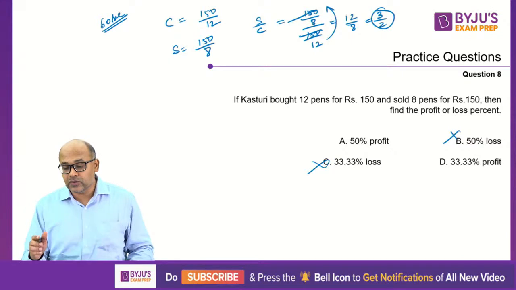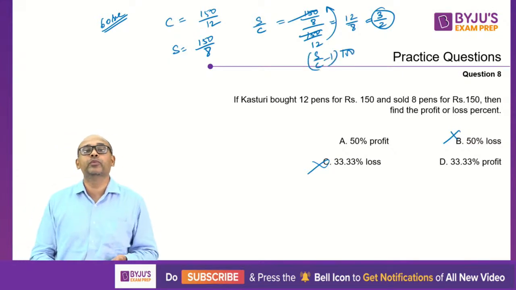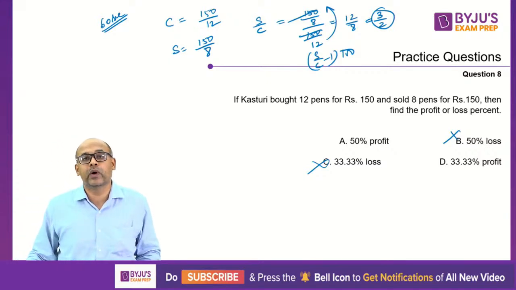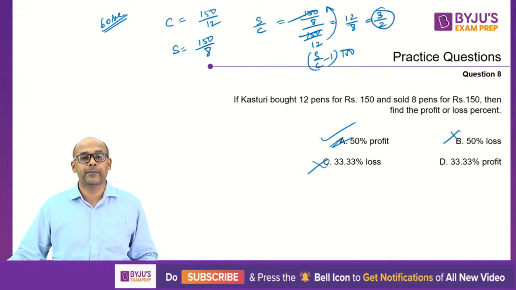Now how much is the profit? So it is S by C minus 1 into 100. That's your answer. So 3 by 2 minus 1 is 1 by 2. 1 by 2 into 100 is 50%. So it's a 50% profit, option A.